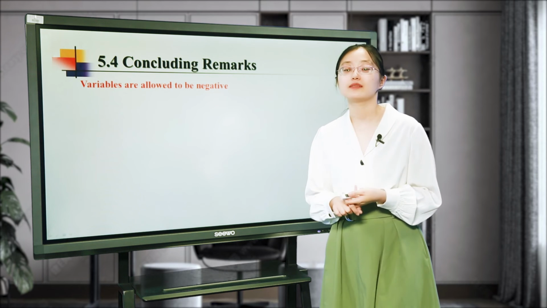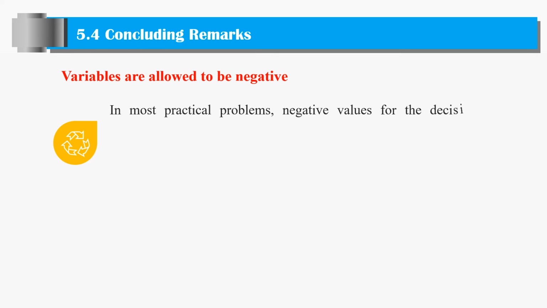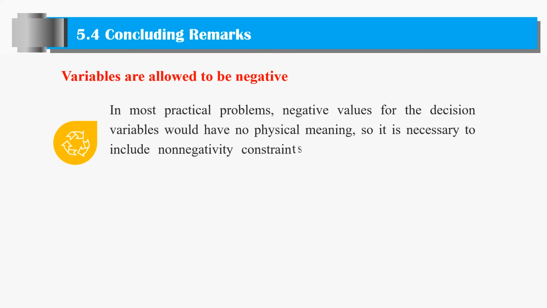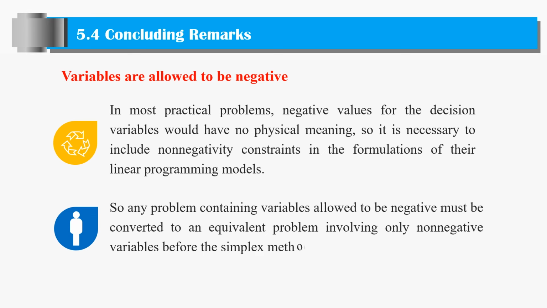Next, we talk about the non-negativity restrictions for the variables. In most practical cases, negative values for the decision variables would have no physical meaning. So it is necessary to include non-negativity constraints in the formulations of the linear programming models. So any problem containing variables allowed to be negative must be converted to an equivalent problem involving only non-negative variables before the simplex method is applied. The simplex method applies only to non-negative variables.